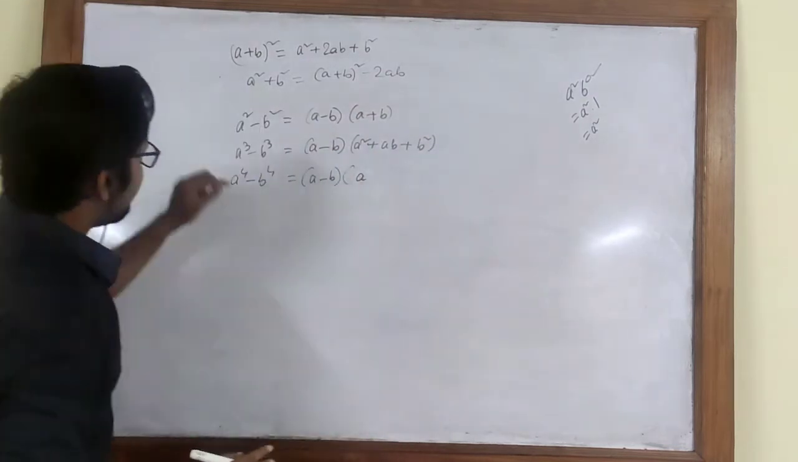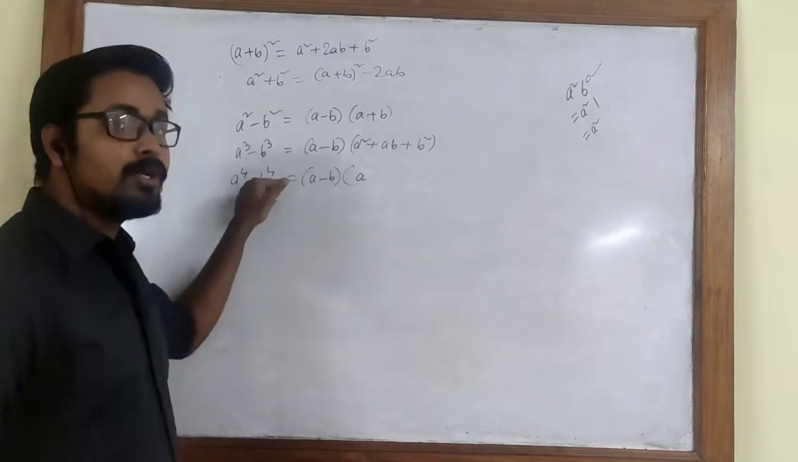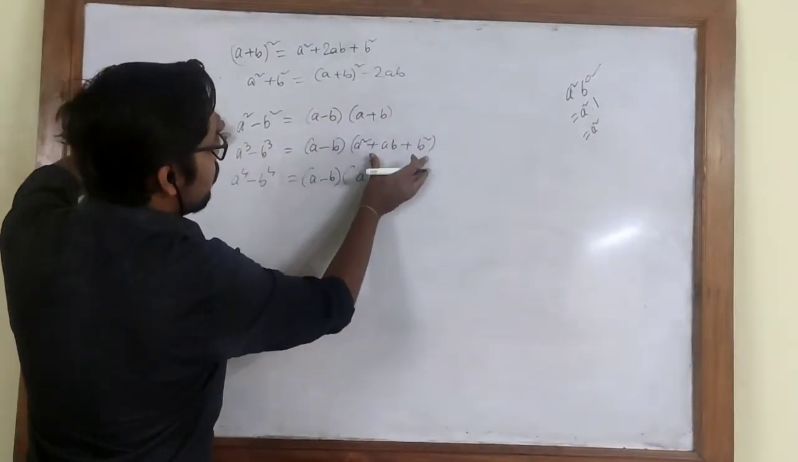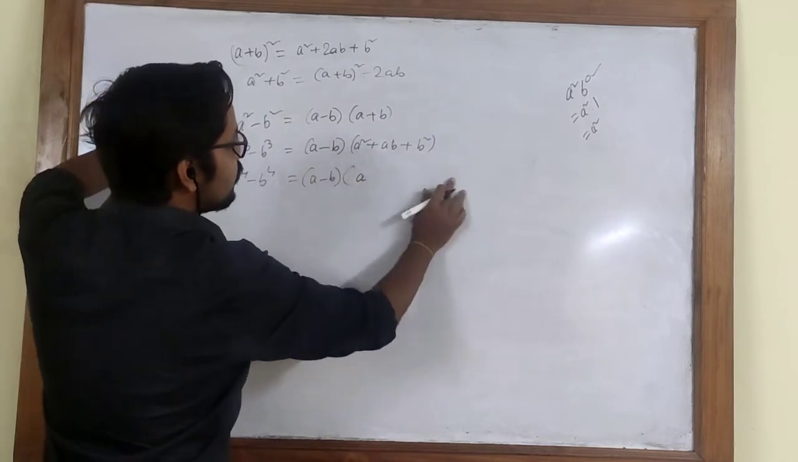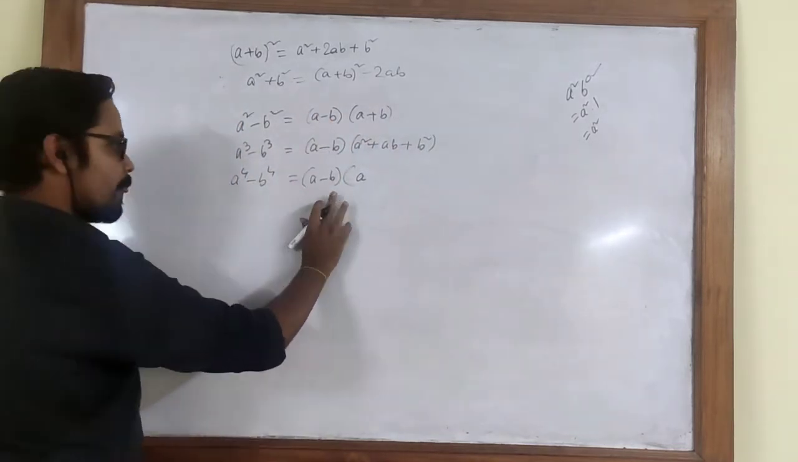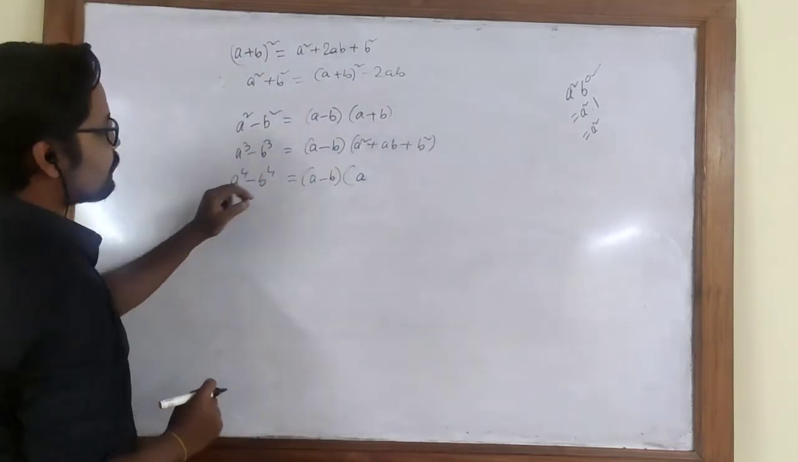So if it is a cube minus b cube, a to the power 4 minus b to the power 4, a to the power 5 minus b to the power 5, for all those, what will happen? In the second factor, all the terms are positive, while the first factor has a negative term. So how to write this one? What will be the terms in this factor?